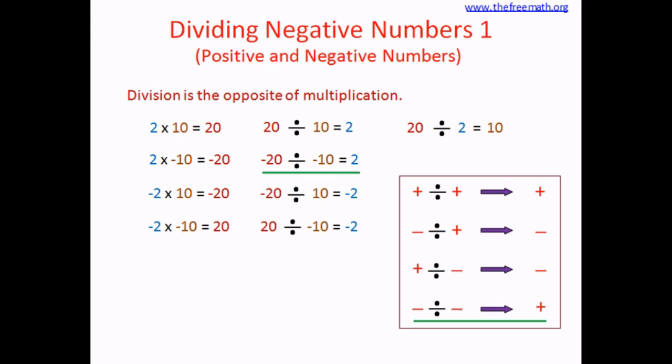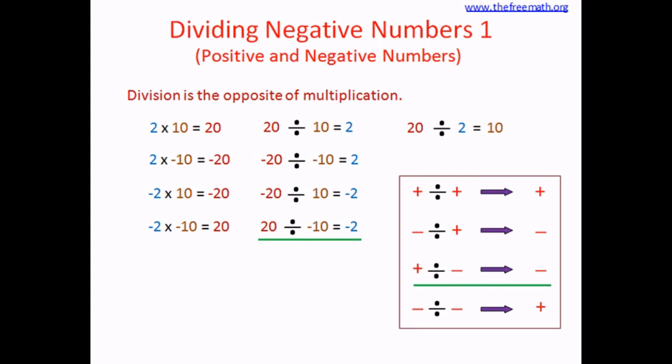This is the last rule I have written here. Negative divided by negative gives us positive. The third division is negative 20 divided by 10. That means a negative number is divided by a positive number, and the result is a negative number. This is the second rule I have written here. Negative divided by positive equals negative. And the last division is 20 divided by negative 10. That means a positive number is divided by a negative number. That's the third rule here. Positive divided by negative gives us negative quotient. So these are the rules for division of positive and negative numbers.